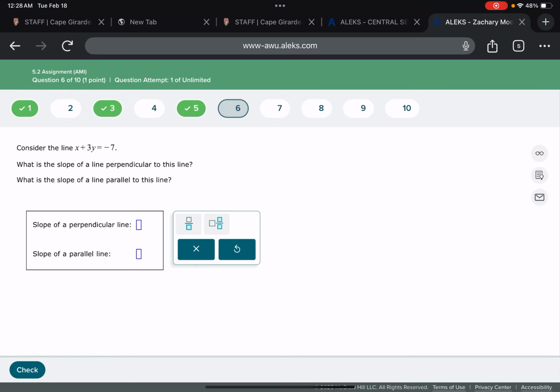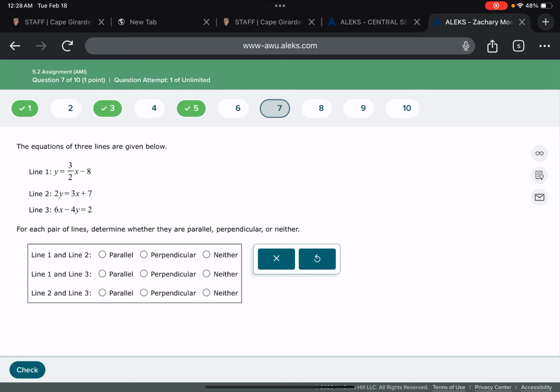And then on number 6, you are going to have to put that into slope-intercept form first. So you're going to have to subtract an x and then divide by 3. And then you're doing the same thing as number 5. You just have to get it to where you can see what your slope is. And then number 7, again, you're just finding the slope.